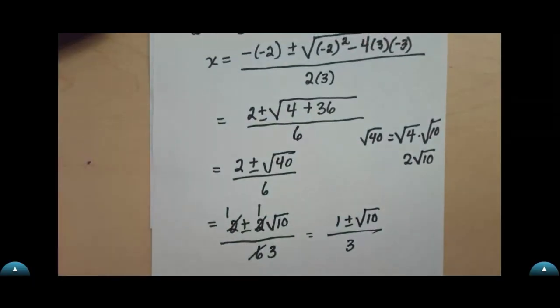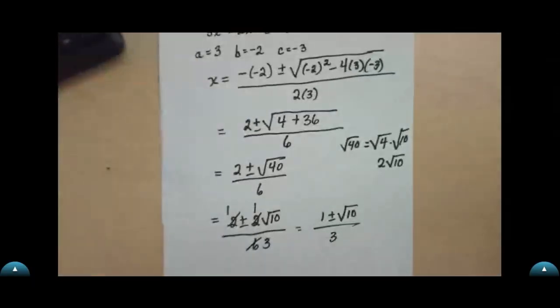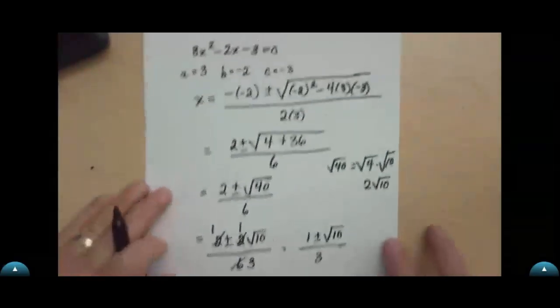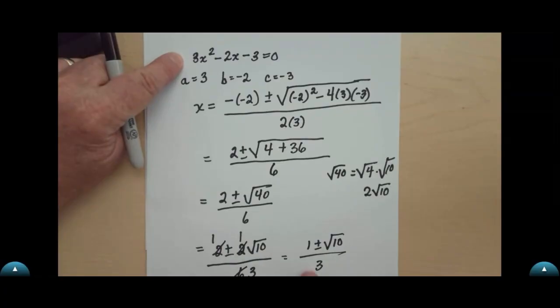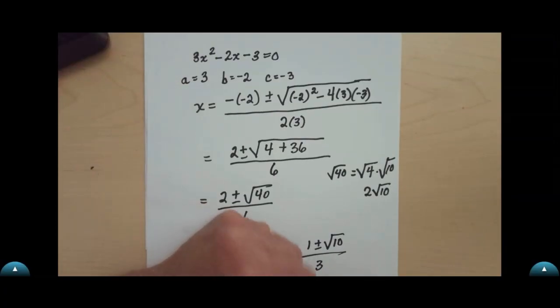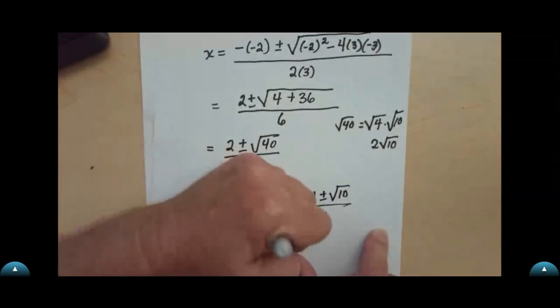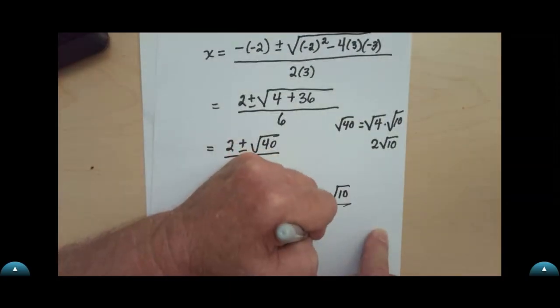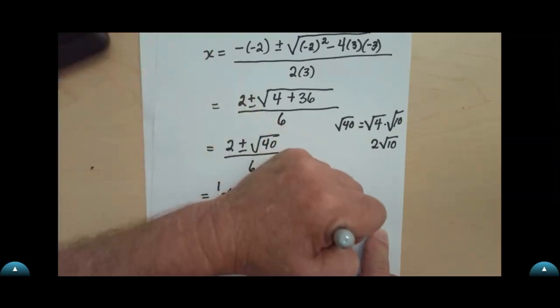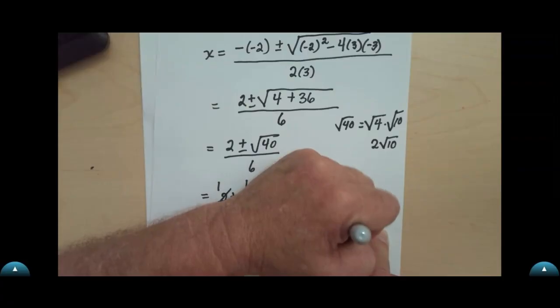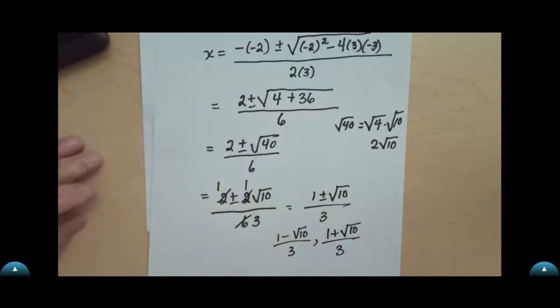Those are my two solutions. If I can zoom out and let you see it all at once. Those are my two solutions to this original equation. Those are not nice numbers, but there are two solutions here. 1 minus the square root of 10 over 3 is a solution, and 1 plus the square root of 10 over 3 is a solution.